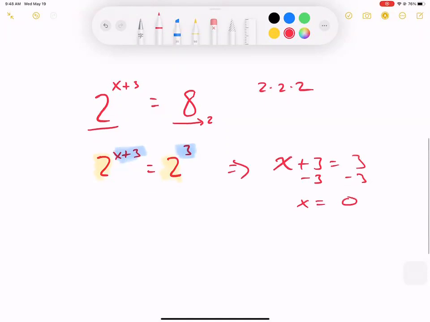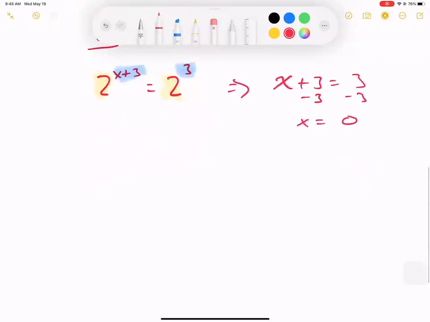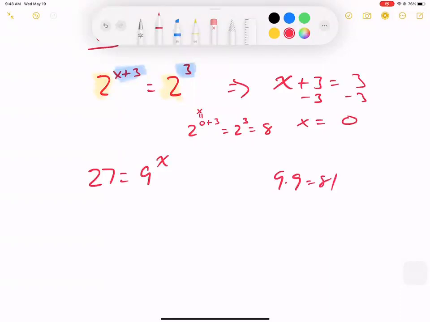Now, this problem can get a little bit weirder. What if I write 27 is equal to 9 to the x? Your natural inclination, I would say, is to say the answer is 3, right? Oh, sorry, I should have checked this other one. 2 to the 0 plus 3 is equal to 2 cubed, and 2 cubed is 8. So if x was 0, we'd be winning, okay? So this next problem, 27 is equal to 9 to the x power. This one, 9 times 9 is 81. Oh, that's not going to give me 27.